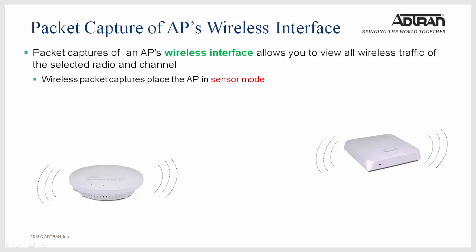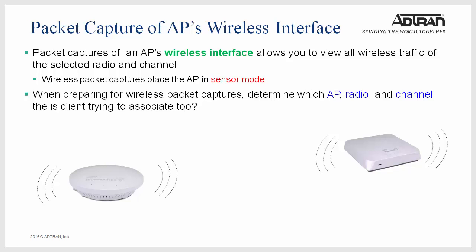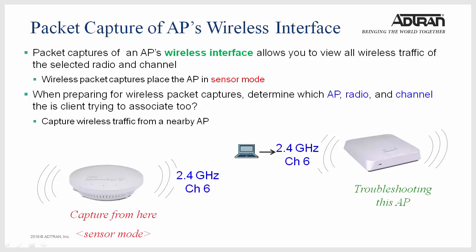Packet captures of an AP's wireless interface allows you to view all wireless traffic of the selected radio and channel. Wireless packet captures place the AP in a sensor mode while it's capturing. No clients can associate to the AP while it's in sensor mode, and the AP will return to the normal mode when the capture is complete. When preparing for wireless packet captures, determine which AP, radio, and channel the client is trying to associate to. This is the AP that you want to troubleshoot. So capture wireless traffic from a nearby AP.